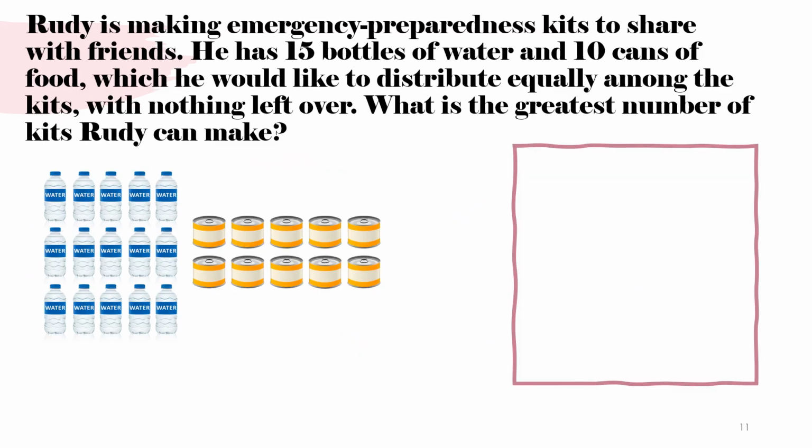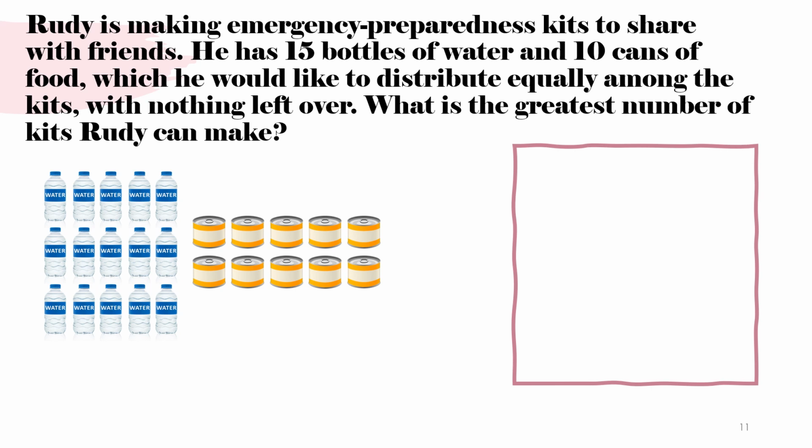Next, I'm going to show you how to find the greatest common factor in the format of a word problem. This is a problem that you may teach to your own students one day. It says, Rudy is making emergency preparedness kits to share with his friends. He has 15 bottles of water and 10 cans of food, which he would like to distribute equally among the kits with nothing left over. What is the greatest number of kits Rudy can make?